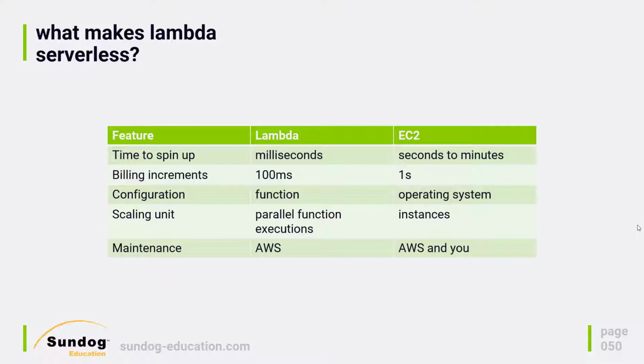Finally, let's talk about maintenance. This talks about dealing with patches and kernel upgrades and security fixes. The nice thing about Lambda is it's just a service that runs your code, and AWS worries about the actual server that it's running on for you and keeping that up to date. But with EC2, it's completely on you to manage that operating system yourself.